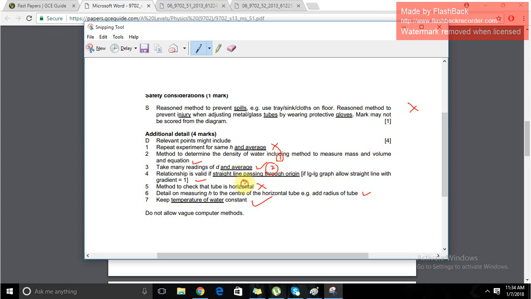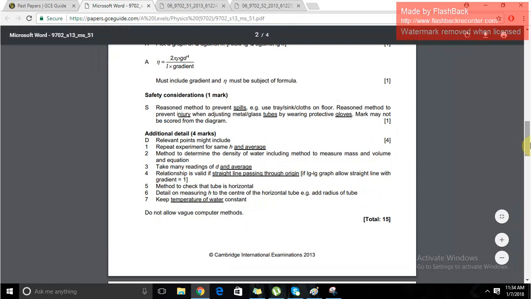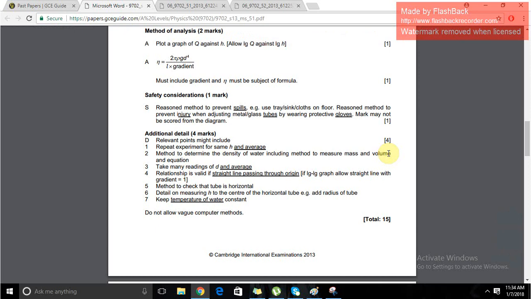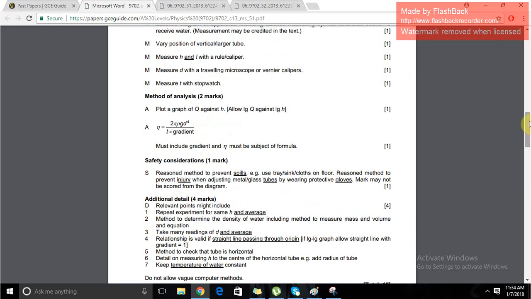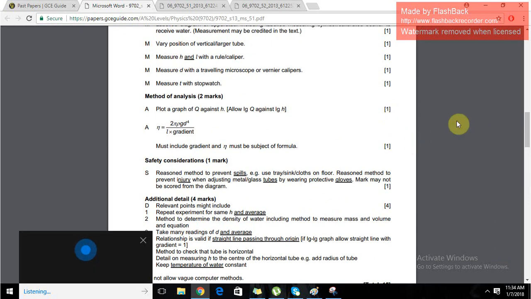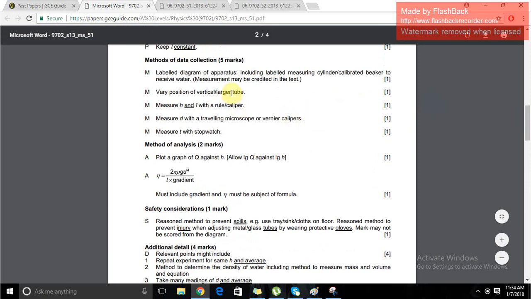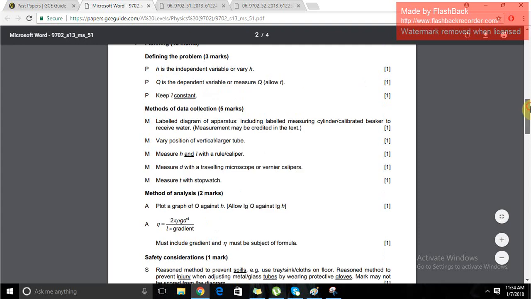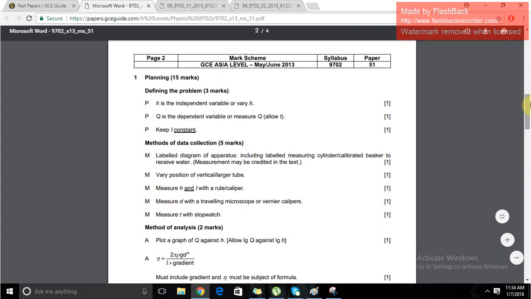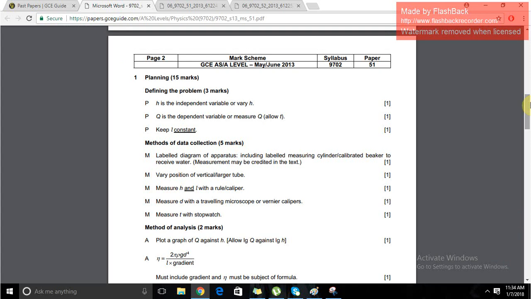3, 4, 5, 5. But we can only get a total maximum of 4 marks for this. So 4 over here, 4, 5, 6, 7, 8, 9, 10, 11, 12, 13. So we get 13 out of 15 for this, which isn't any bad at all.